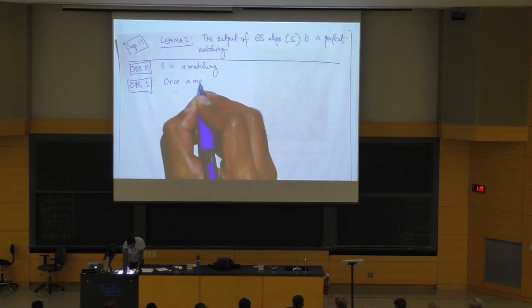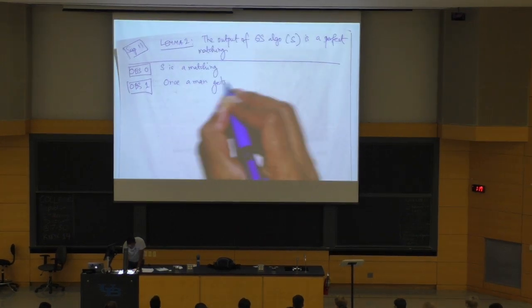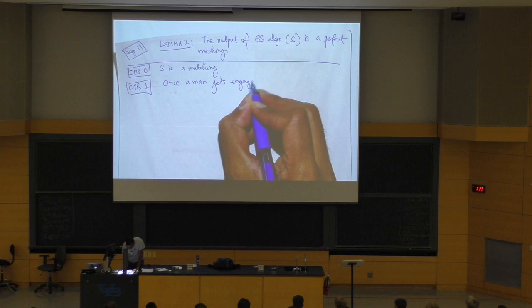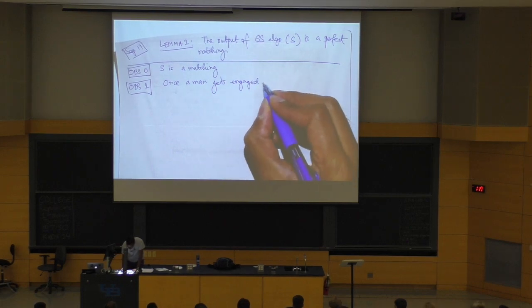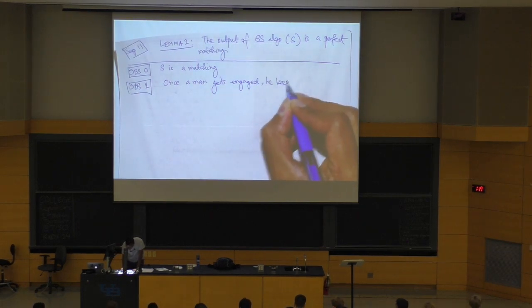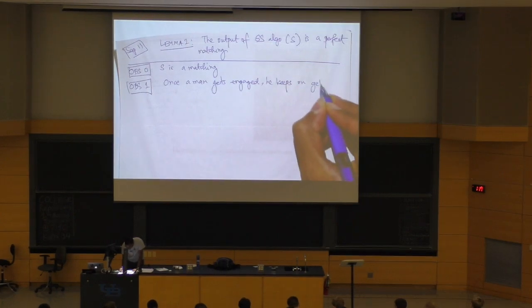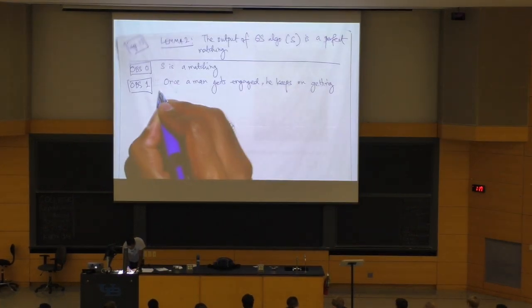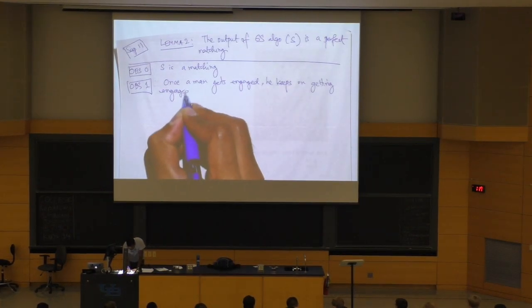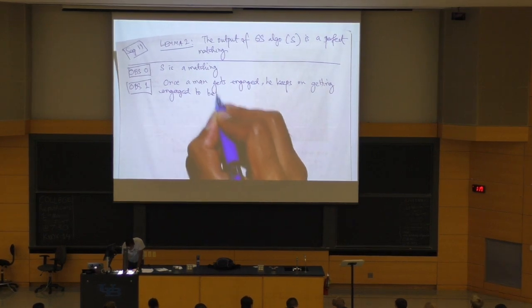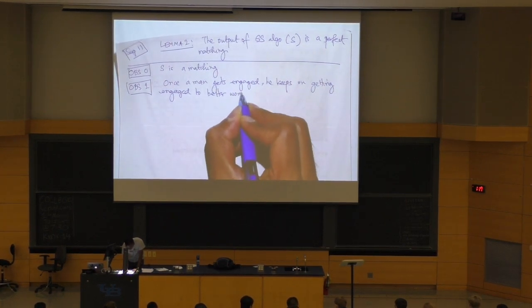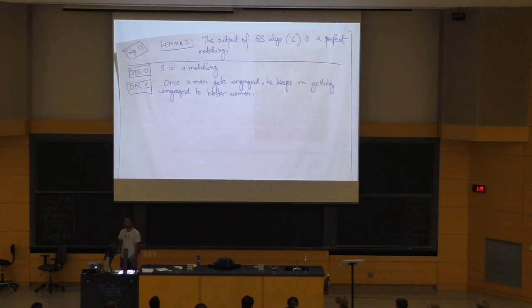once a man gets engaged, he keeps on getting engaged to better women. And again here, the notion of better depends on his preference list. And of course, it also implies that once he gets engaged, he remains engaged throughout.